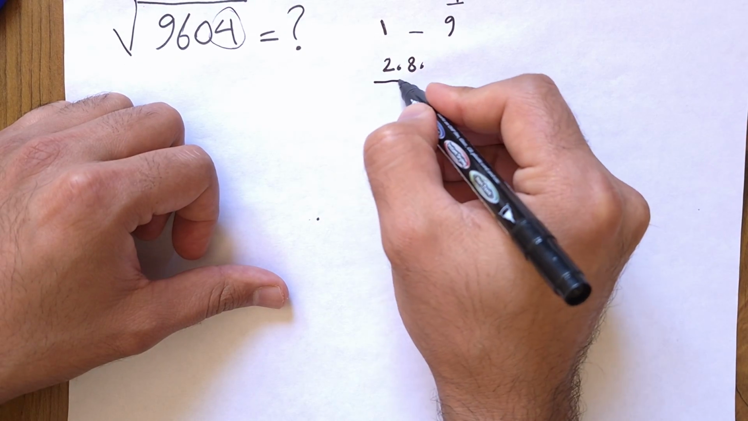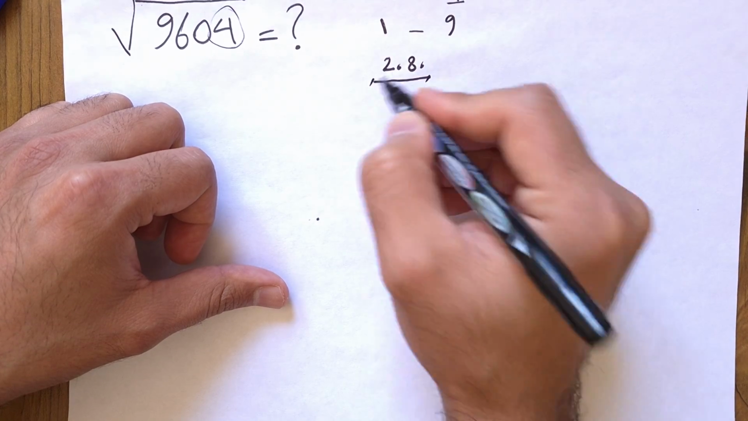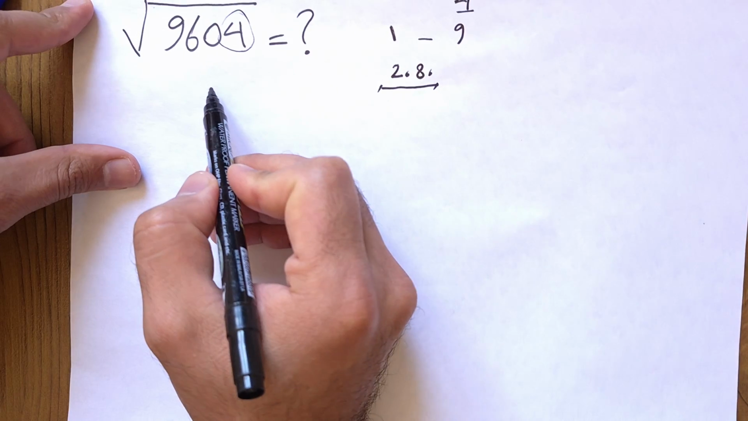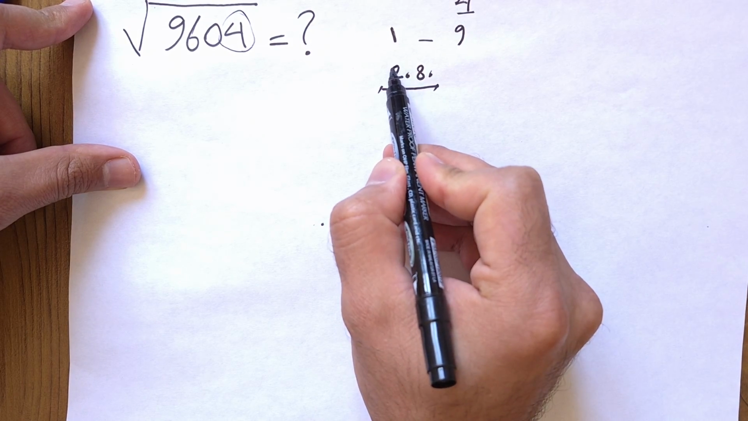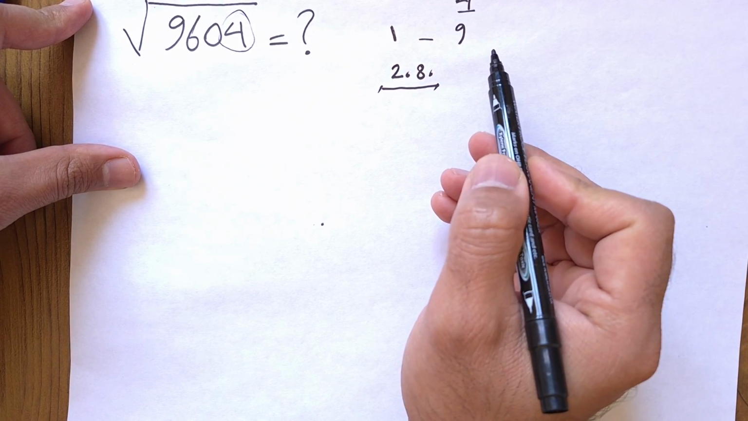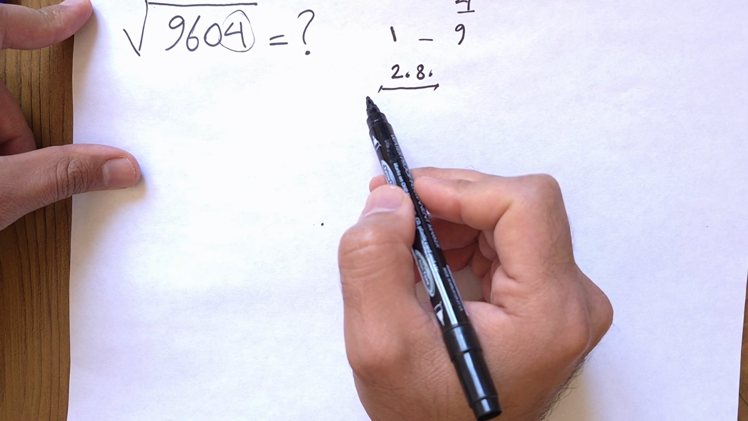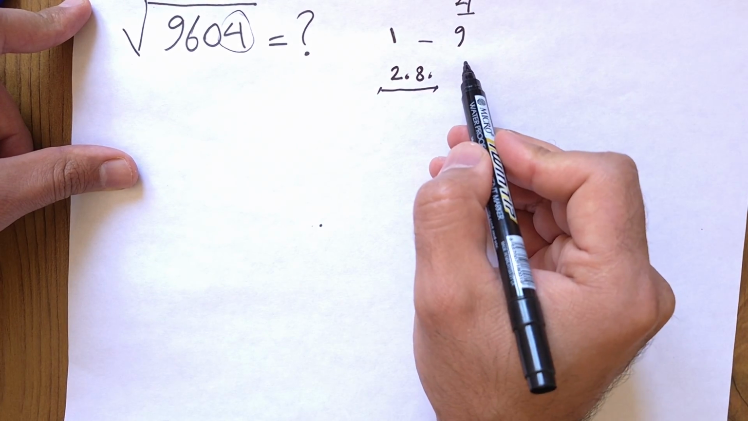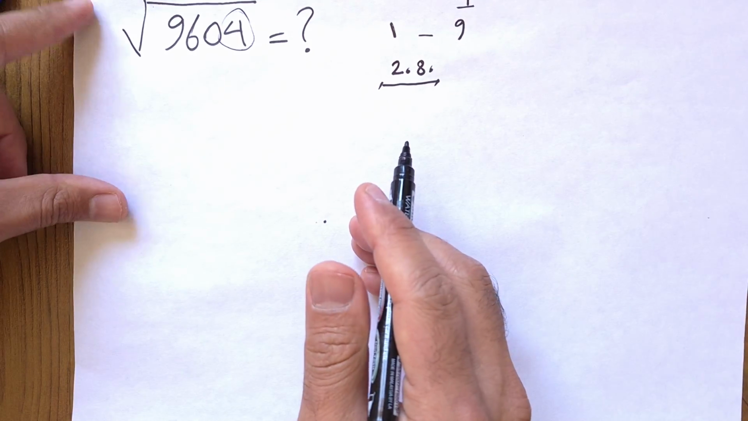So for this approach, after the first step, we can say that our root, the answer, ends in either 2 or 8. We don't know which one. We're going to find out in our next step. So the first step is over. Let's go for the second step.